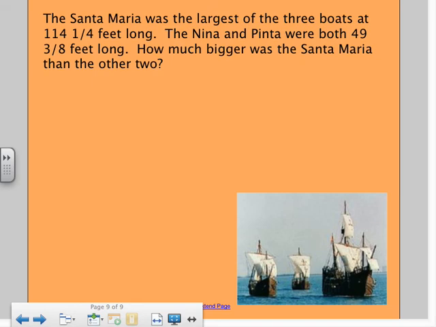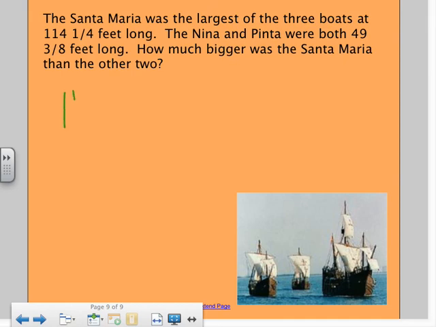All right, the Santa Maria was the largest of the 3 boats at 114 1/4 feet long. The Nina and Pinta were both 49 3/8 feet long. How much bigger was the Santa Maria than the other 2? And I mean the other 2 combined, okay? So the other 2 combined, how much bigger is it than that one? All right, so I want you to go ahead, pause it, try this one on your own, and then hit play to see what your answer is.